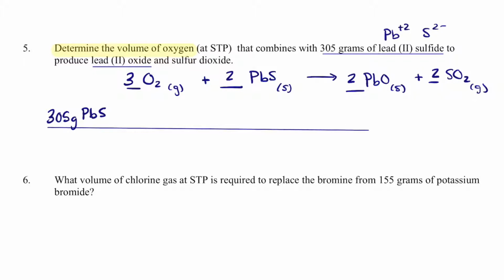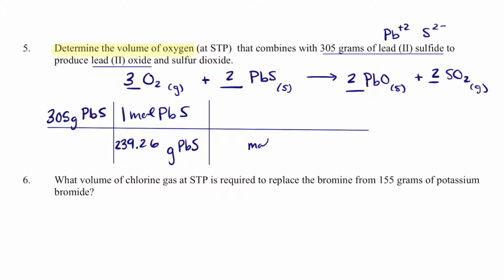And what I know is that I'm ultimately going from PbS all the way to O2. So the first thing, because I'm given just grams, is I need to get moles. So I'm going to go from grams of PbS to 1 mole of PbS. And to get the grams, I'm just going to look at the periodic table. Lead is 207.20 and sulfur is 32.06. So if I add those two up, I will get 239.26 grams of PbS for every 1 mole of PbS.